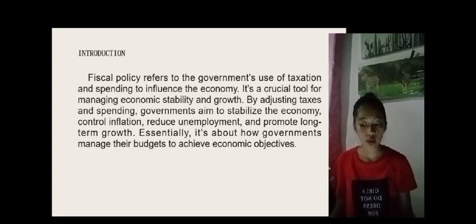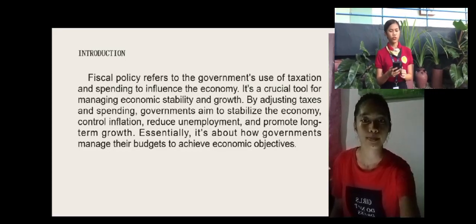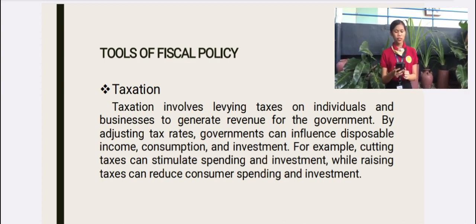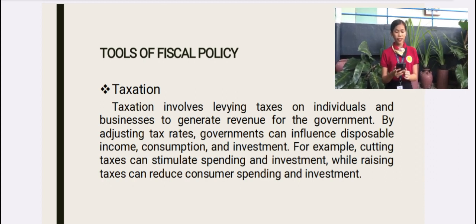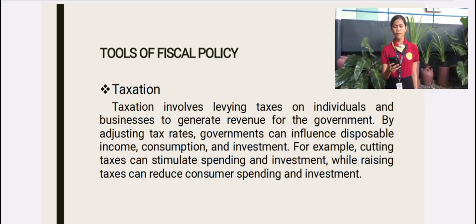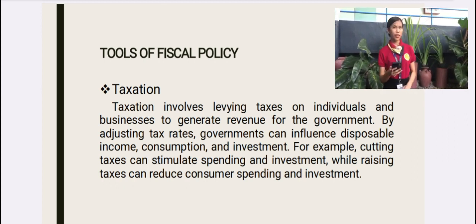Governments basically use fiscal policy to make sure they have enough money coming in and going out to reach their economic goals. Tools of fiscal policy. First is taxation. Taxation involves levying taxes on individuals and businesses to generate revenue for the government. By adjusting tax rates, government can influence disposable income, consumption, and investment. For example, cutting taxes can stimulate spending and investment, while raising taxes can reduce consumer spending and investment.